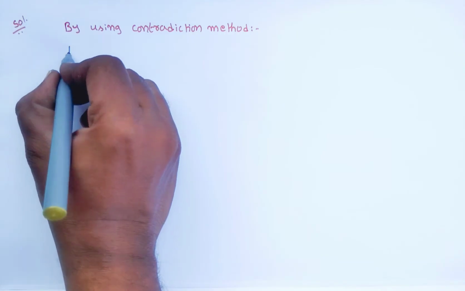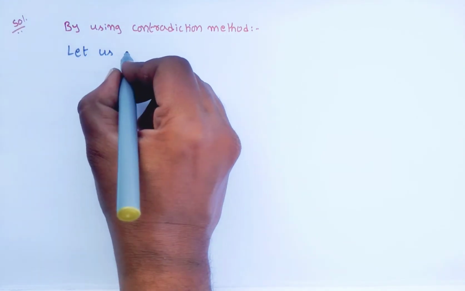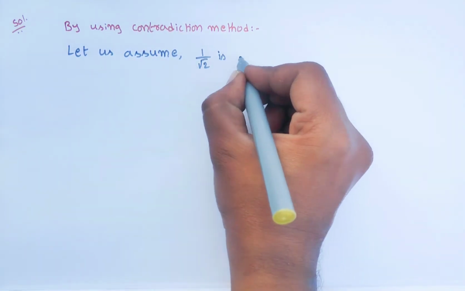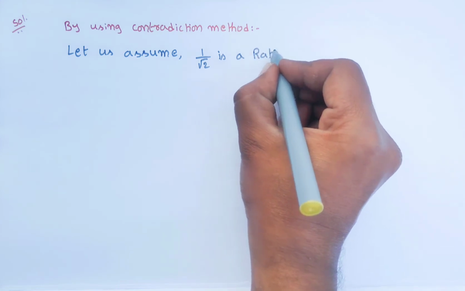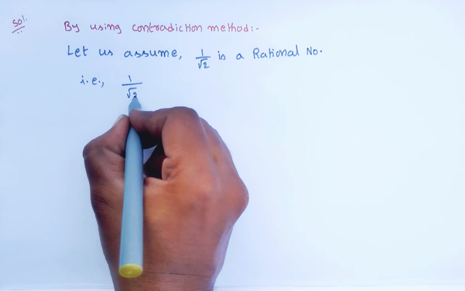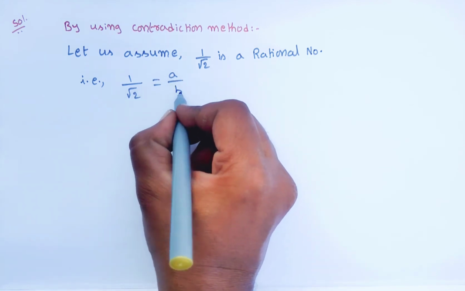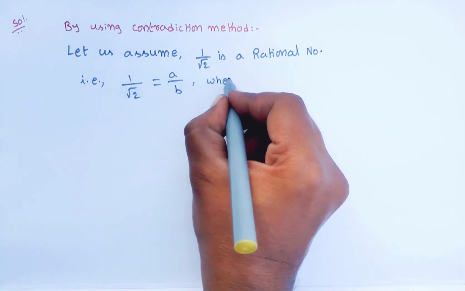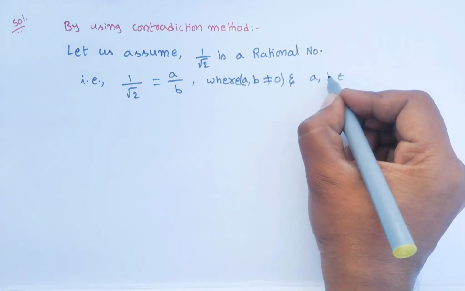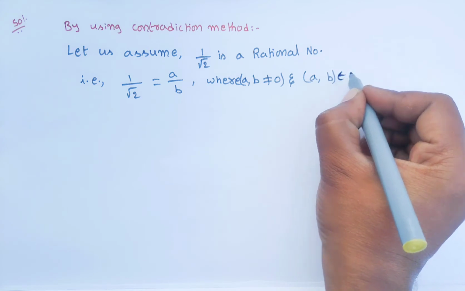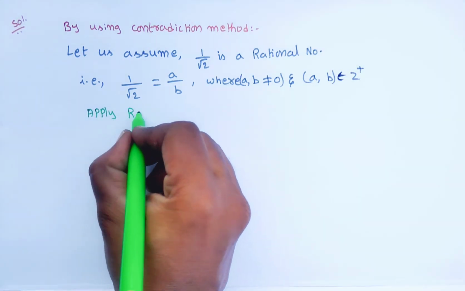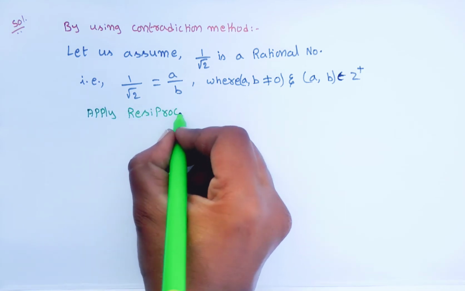Let us assume 1 by root 2, which clearly is an irrational number, but we choose here the assumption that 1 by root 2 is a rational number. That is, 1 by root 2 equals a by b, where a, b is not equal to 0 and a, b belongs to integers. Apply reciprocal on both sides.